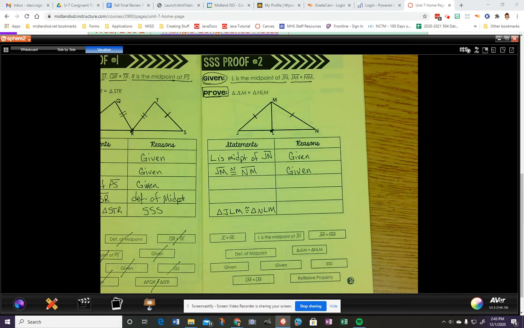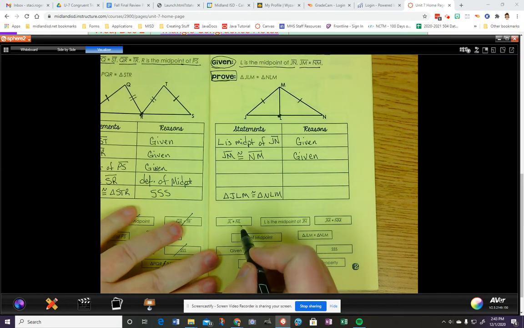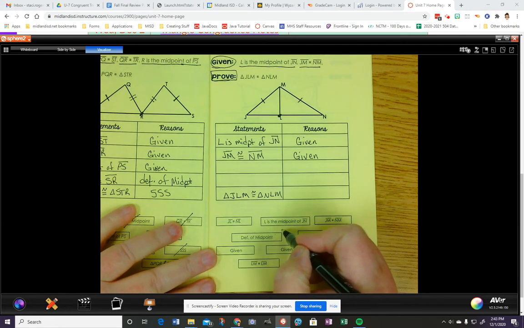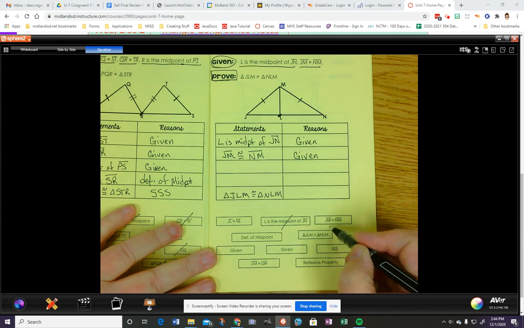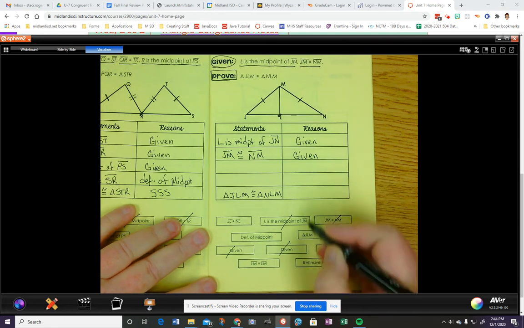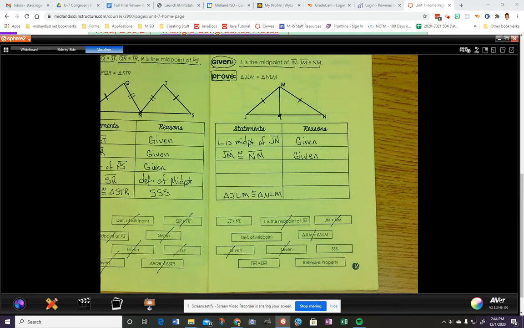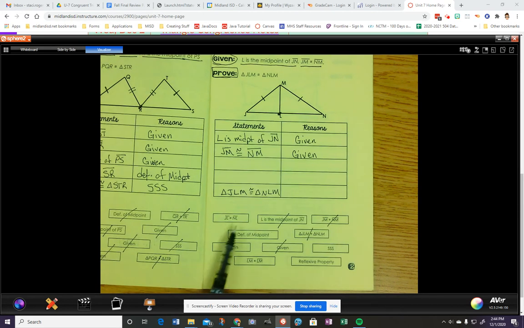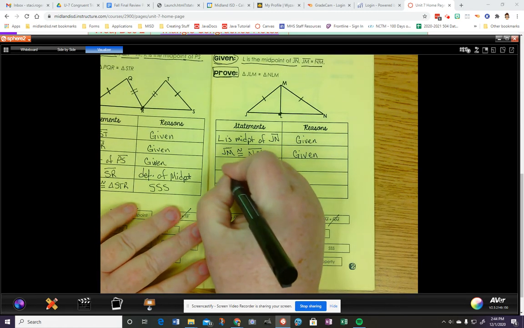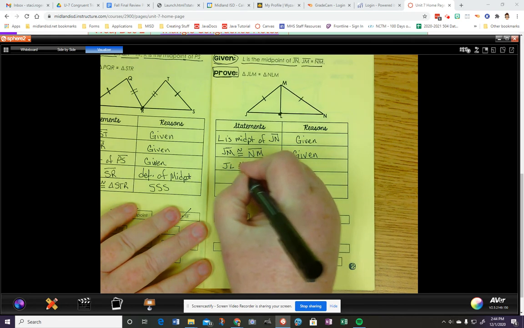Now what can we say? Well, let's mark off what we have. JL congruent to NL, we haven't used that. L is the midpoint of JN, we've used that. JM to NM, we've used that. We've used our given twice, and we've used our triangles. So now let's look and see what we've got. Can we say JL is congruent to NL? Sure. JL is congruent to NL.